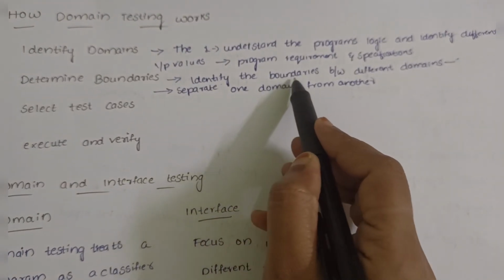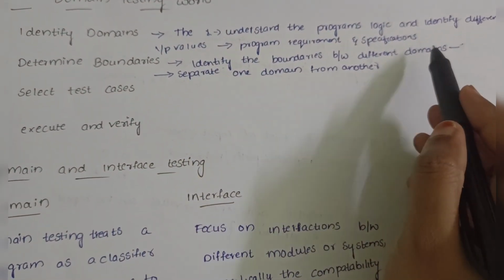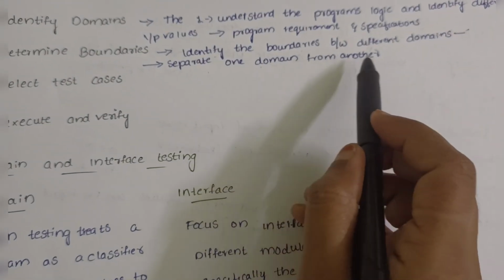Coming to the second one, determining the boundaries. First of all, we have to identify boundaries between the different domains, which are the values that separate one domain from another, which means here we categorize positive, negative and 0 domains. Determining boundaries means identifying the boundaries between different domains and separating one domain from another.